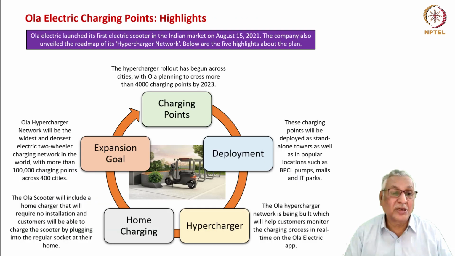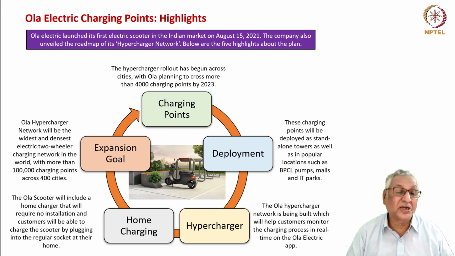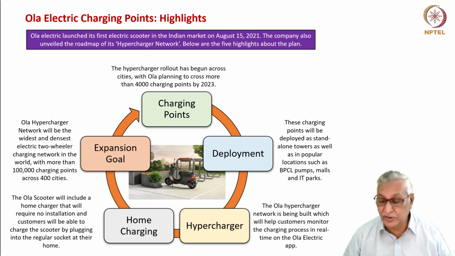Ola is also coming up with a charging system which it calls the Hypercharger network, which will have 4,000 charging points by 2023, which will be deployed at all the BPCL pumps, malls, and IT parks. It would have customers with the ability to monitor through an app the charging requirements. It will also provide home charging, and there would be an expansion possibility to as many as 100,000 charging points across 400 cities.